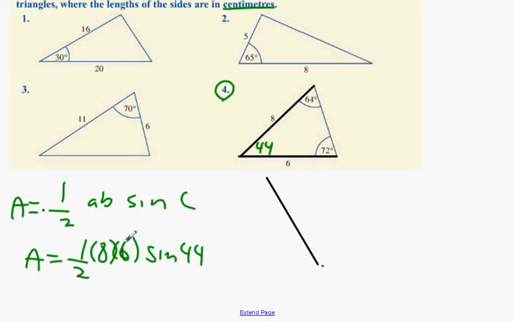And what do you get for that, Lee? Anybody? It's okay. .67 centimeters squared. Okay.